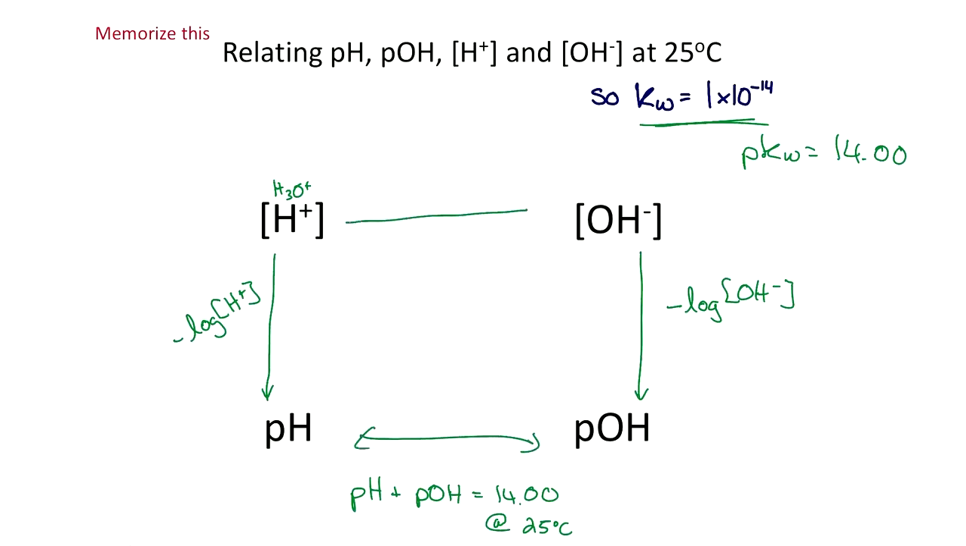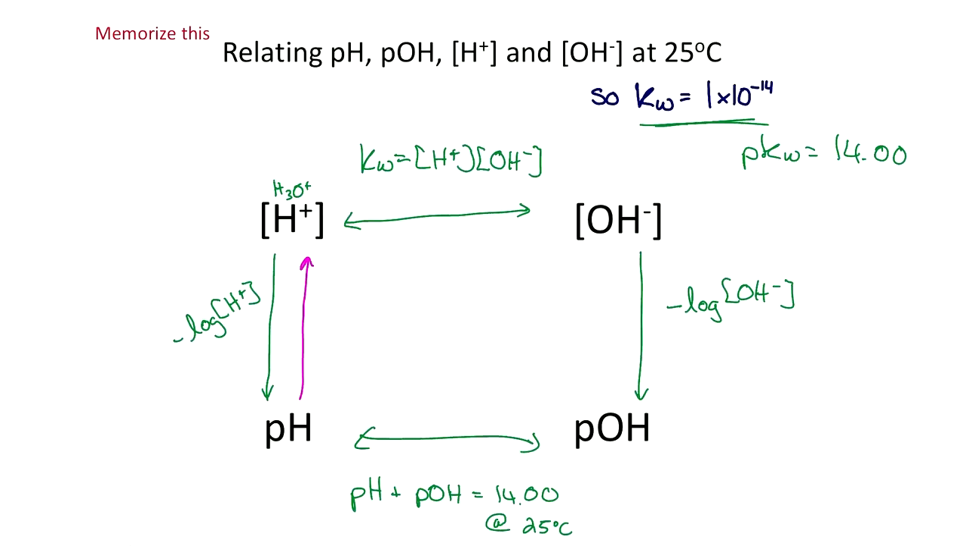To relate H plus and hydroxide for one solution, we use Kw. Understand that Kw equals H plus concentration times hydroxide concentration at equilibrium. And if we're working at 25 degrees Celsius, we know the value of Kw to be 1 times 10 to the negative 14.